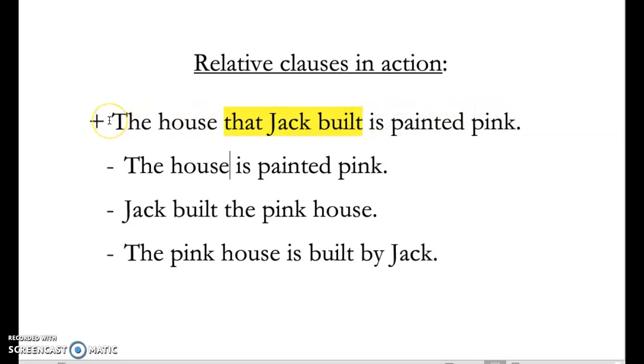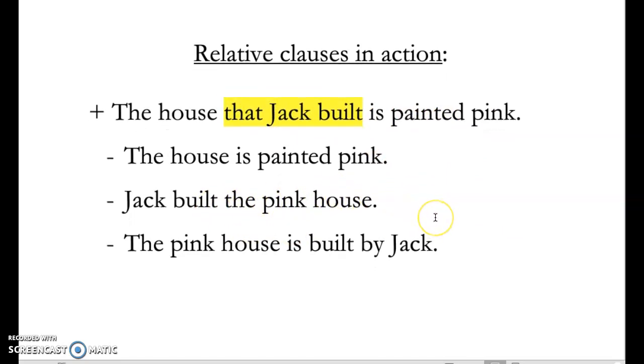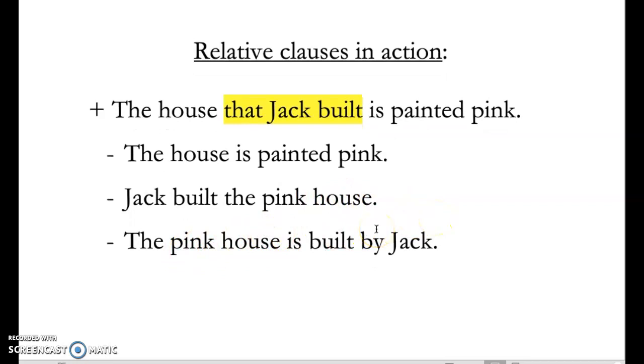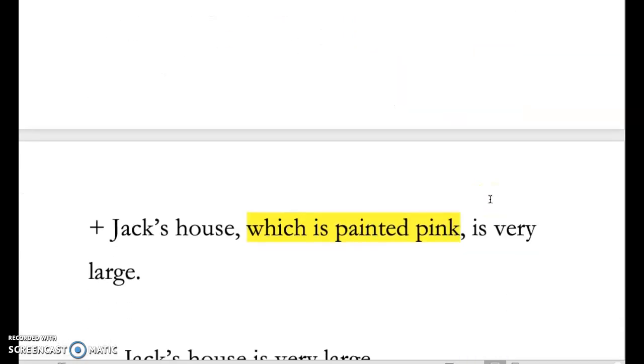And here you can see how the relative clause interrupts the sentence. The sentence is the house is painted pink. The house is the subject, is painted pink is the predicate, and the relative clause interrupts that by getting in between the subject and the verb. You could write this sentence without a relative clause. You could say Jack built the pink house, or you could say the pink house is built by Jack, and you would have all of the same information, but sometimes it's nice to vary your sentences to kind of pop them up, make them a little spicier, and one way to do that is to use this structure of the relative clause.